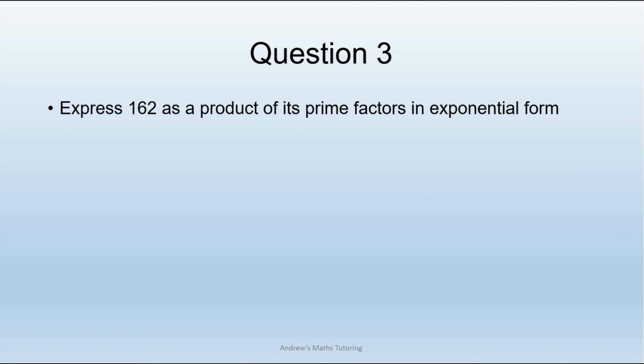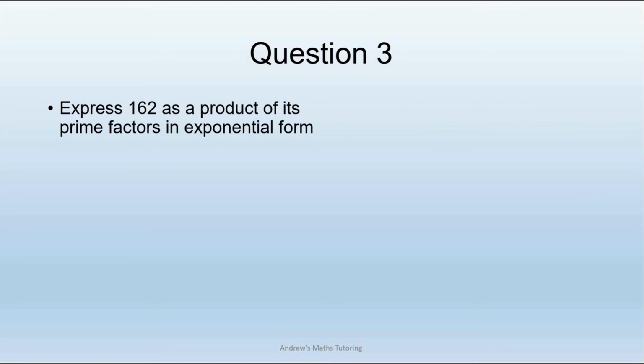The next question asks us to express 162 as a product of its prime factors, but this time in exponential form. If we're a bit unsure about what exponential form is at the moment, we can just ignore this and focus on the first part of the question, expressing 162 as a product of its prime factors. First, what we want to do is make our factor tree in the same way that we have for the other questions. So we start with 162.